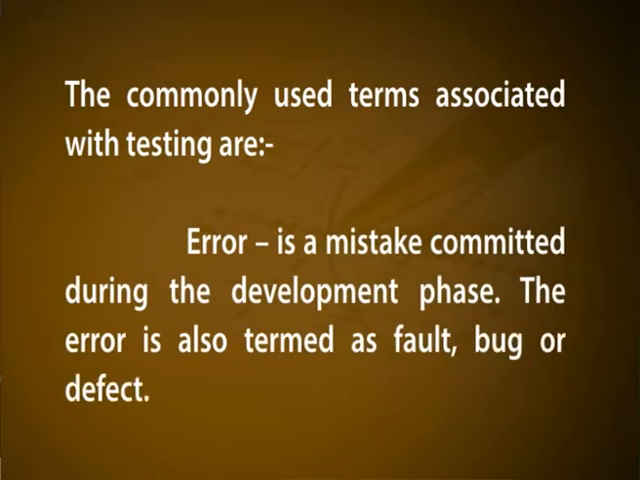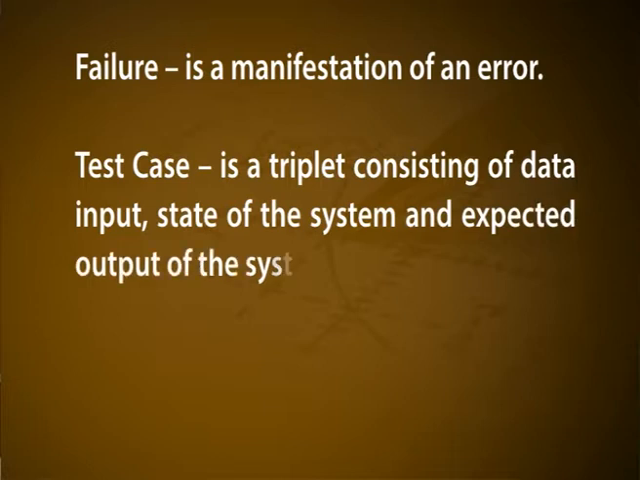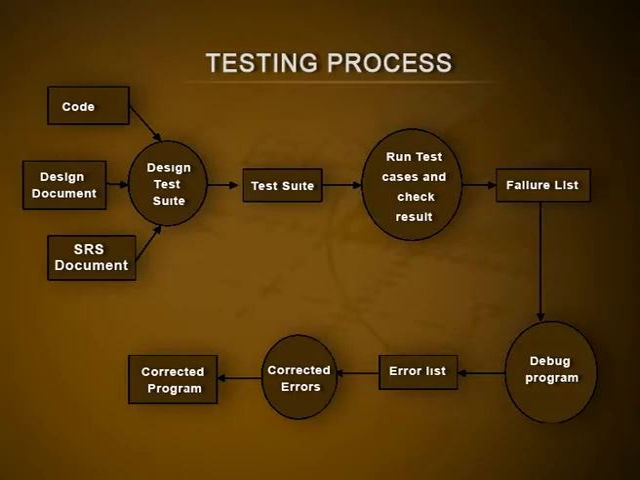It is a mistake committed during the development phase. The error is also termed as fault, bug or defect. Failure is a manifestation of an error. Test case is a triplet consisting of data input, state of the system and expected output of the system. Test suite. It is a set of all test cases with which a software product is tested. The testing process is depicted in the following figure.